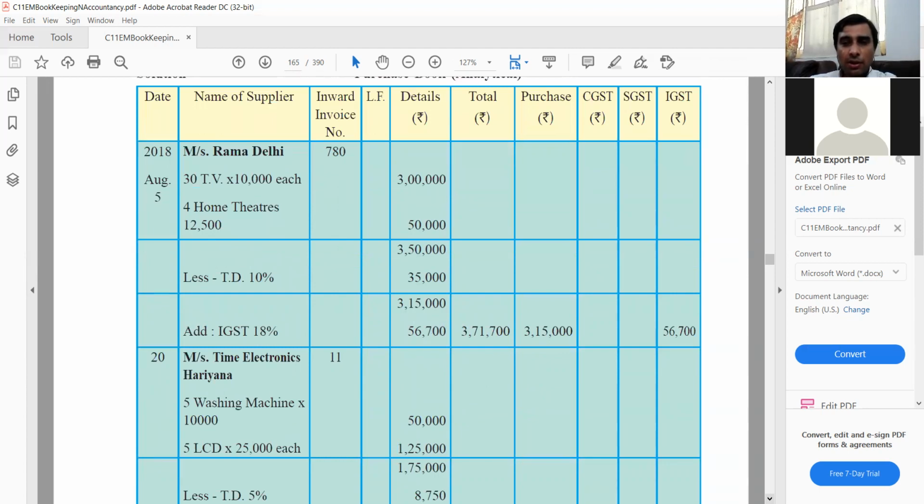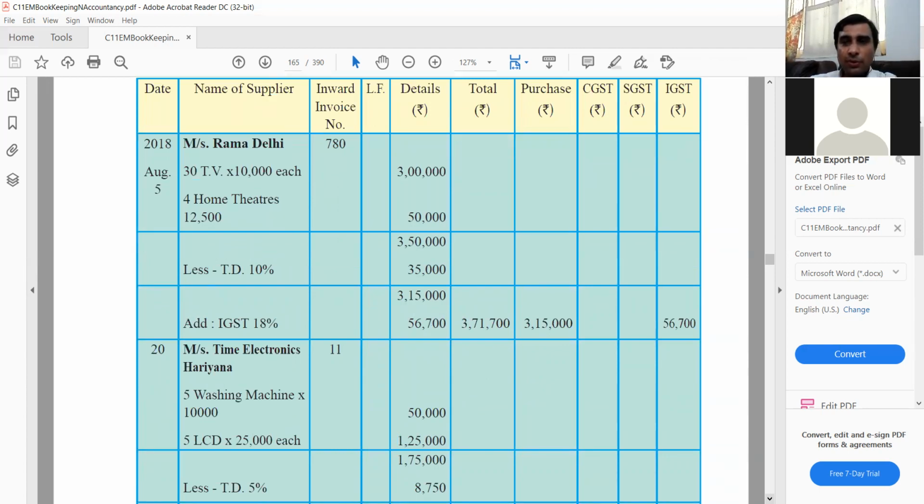I think it is not very appropriate to expose 12th standard, 11th standard students to this whole concept of CGST, SGST, and IGST, but it's in your syllabus. So when you're purchasing goods and the person who's supplying these goods to you is not from the same state, you will record the whole amount in IGST.